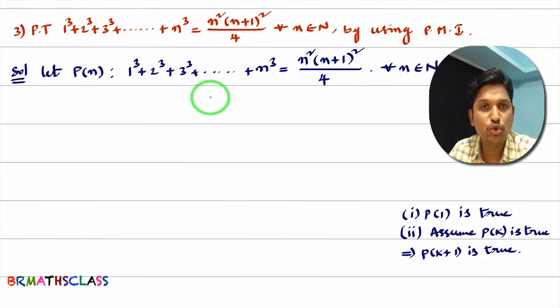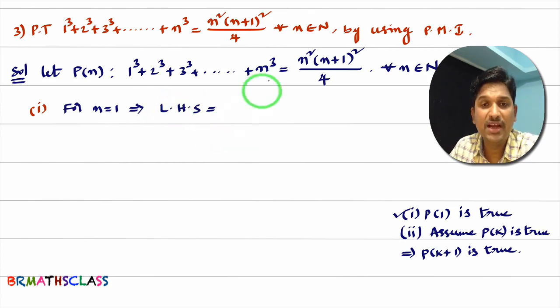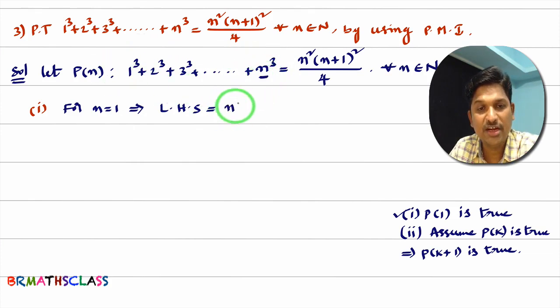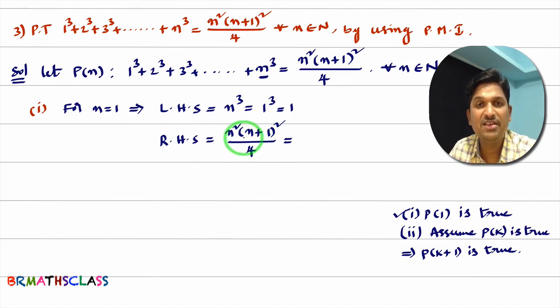Now we need to prove two things. First one, P of 1 is true. You see how we prove P of 1 is true. For n equal to 1, first we will take LHS. How to calculate LHS? In this LHS part, you observe the nth term. You take that one, and in place of n, you write 1. 1 cube. What is 1 cube? 1 cube is 1. Now you take RHS. What is RHS? RHS is n square into n plus 1 whole square divided by 4. In this, wherever n is there you put n equal to 1. What will you get? 1 square.